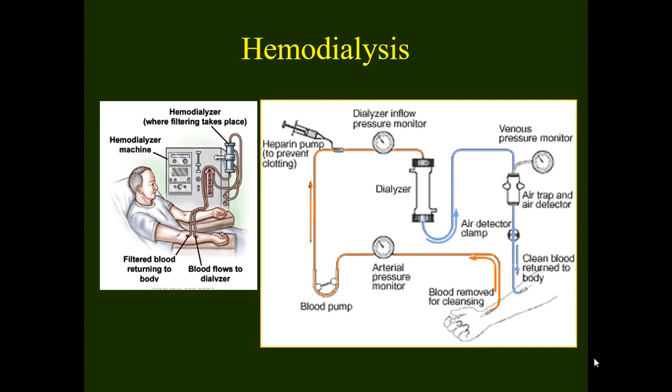And this is a diagram of how the hemodialysis circuit is. Once the blood comes out, there is first a monitor which measures the arterial pressure, or the pressure of the blood coming from the access, the access pressure monitor, you can say. Then there are two pressure gauges. This is the dialyzer inflow pressure monitor, and this is the venous pressure. So the pressure across this is your filter pressure, right?